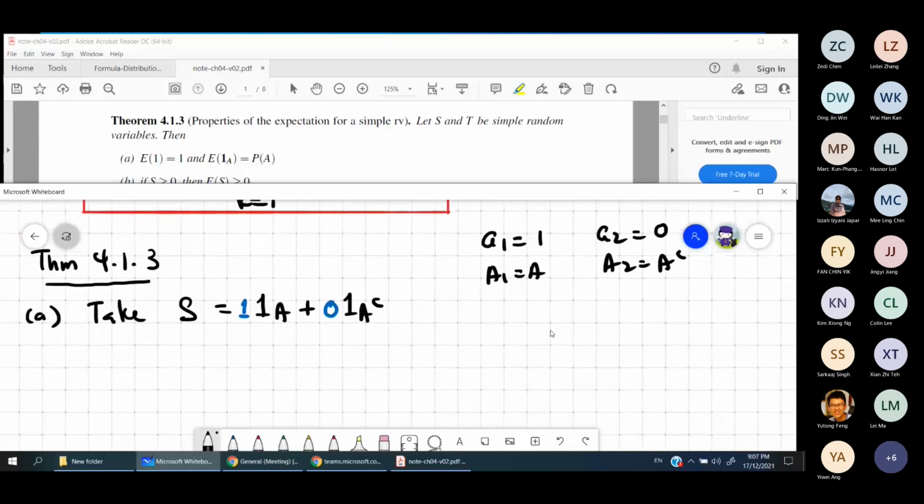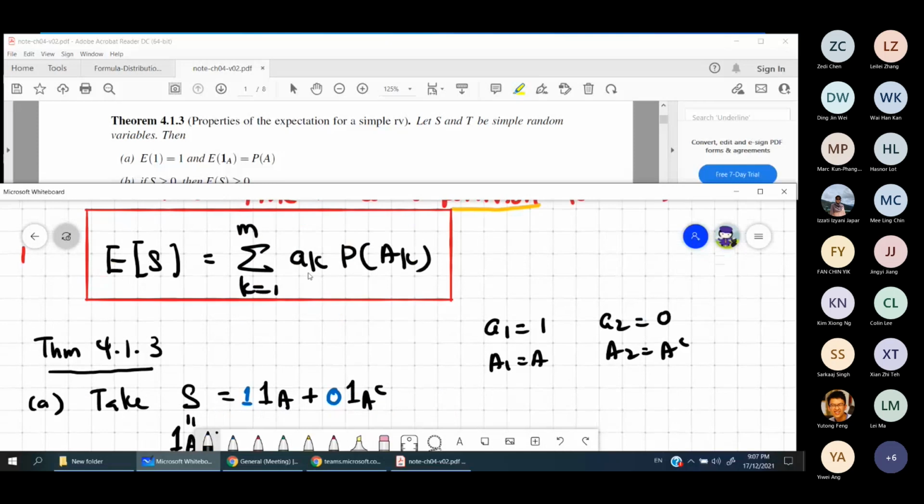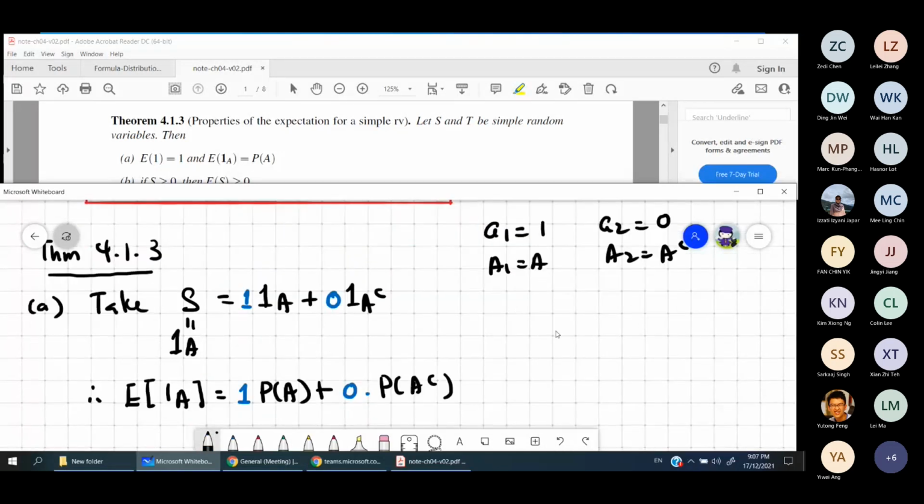So then we can see, this is actually, I'm quite kind of stupid. So 1_A can always be written in this way, right? Therefore, we can see E of 1_A will be, by the definition, we can take out 1 times P of A plus 0 multiplying P of A complement. Okay, so I am following this symbol. So I think it's clear.